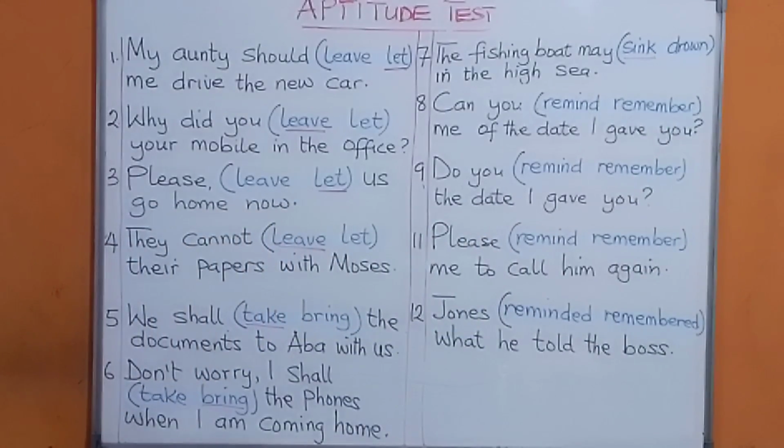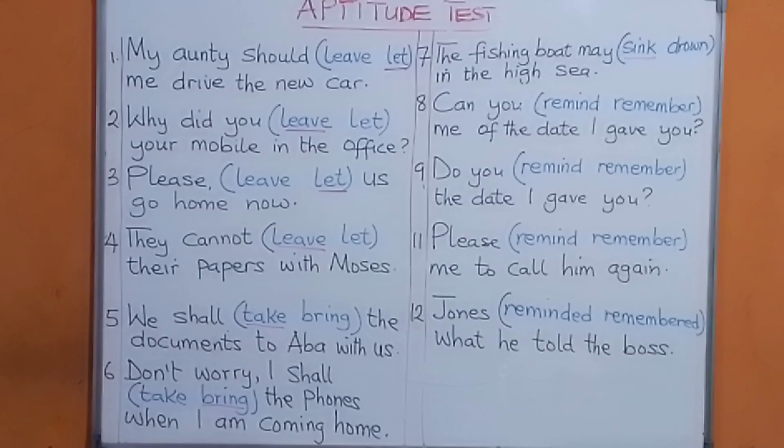We said we use sink for both living things and non-living things. But drown, when you say drown, we use it for only living things. Drown means to die in the water. Non-living things cannot die, so that's why we use only sink for them. We use sink for living and non-living things, drown only for living things, because non-living things cannot die in water, so you cannot say drown.